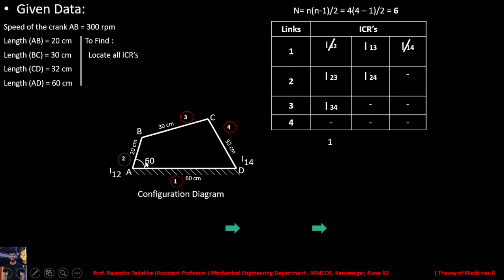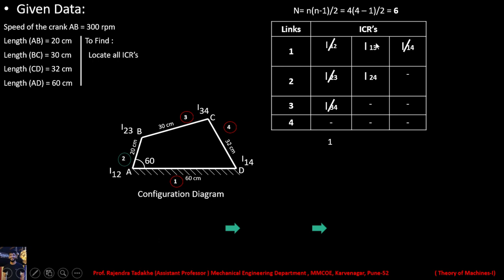Then next, at point B we have I23, which is a permanent instantaneous center. Again at point C we have I34. So out of 6, 4 instantaneous centers we have located by observation. Out of those 4, 2 are fixed and 2 are permanent in nature.